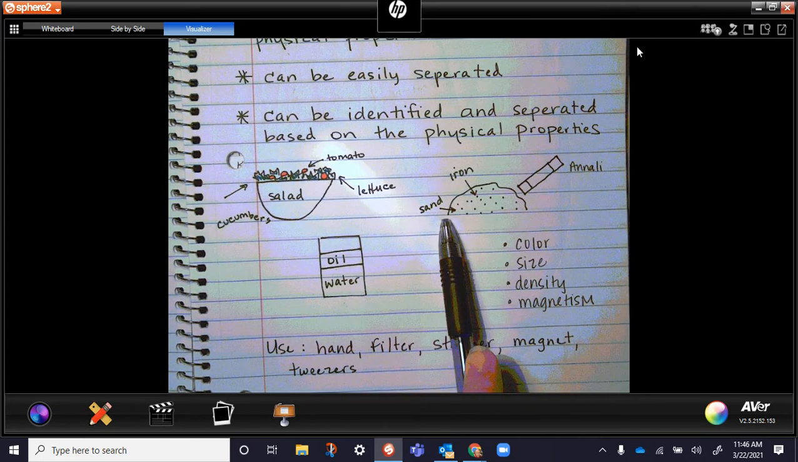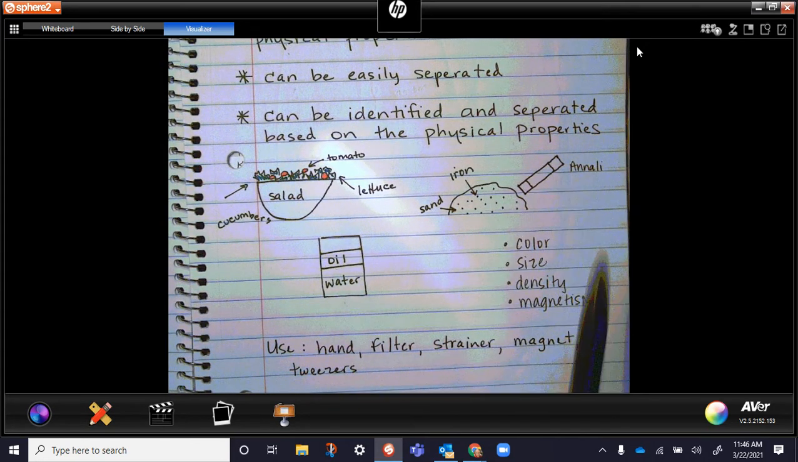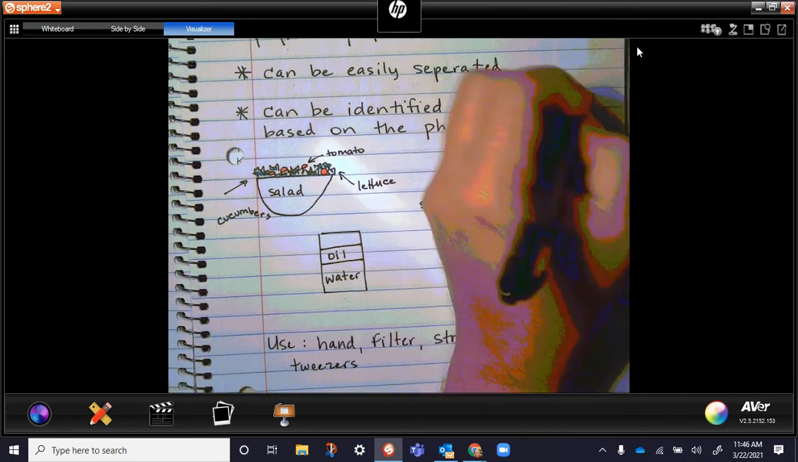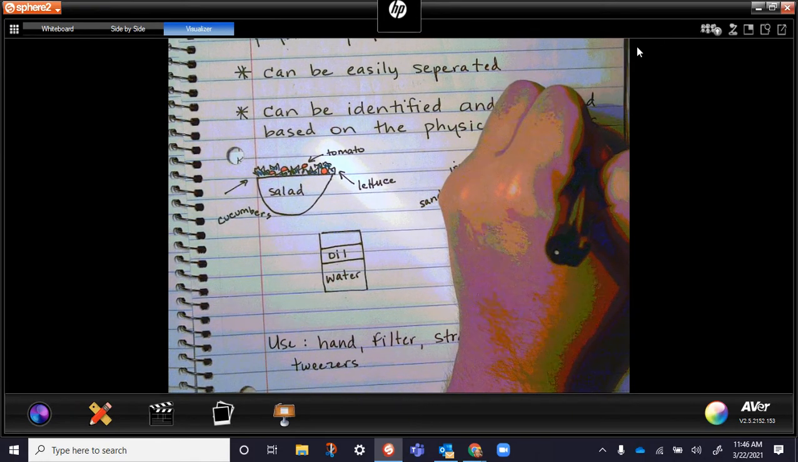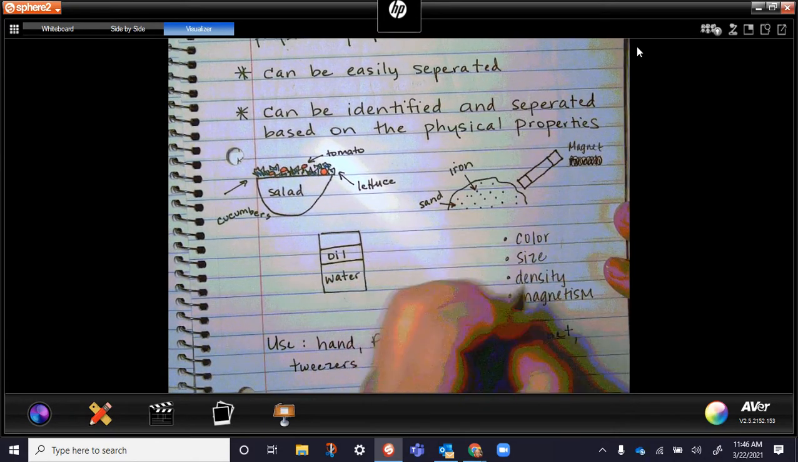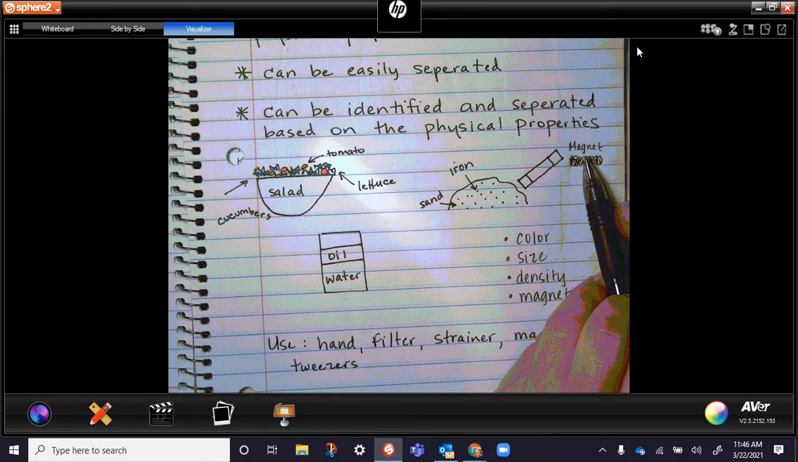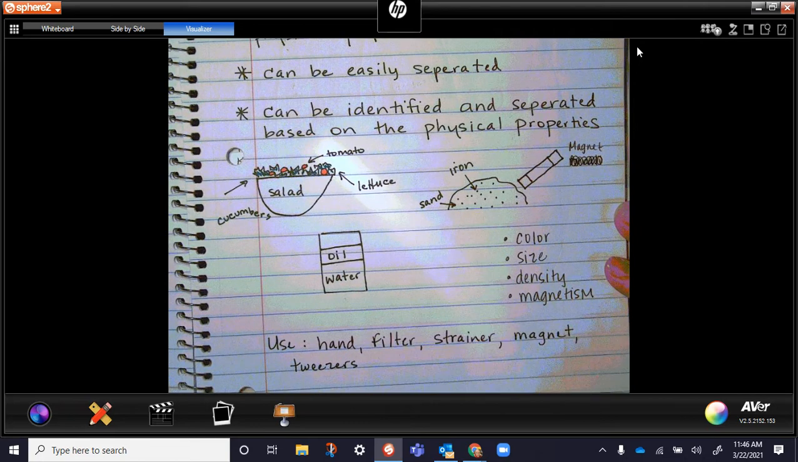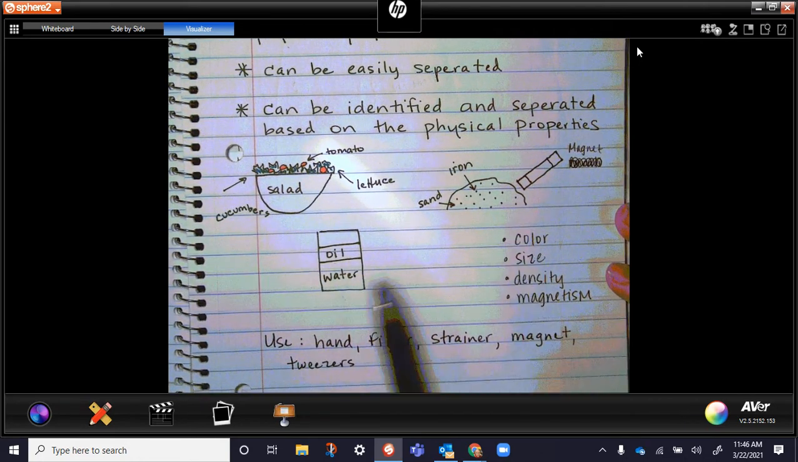If you have sand and iron filings, you could use a magnet. Why did I write Annalie? Oh, yeah. Magnet. I must have been talking to Annalie while I was writing this. Magnet. So you can use the magnet to pull out the iron filings from the sand and separate it that way. So these, again, are 2 or more things coming together. They're keeping their physical properties. They can be separated.